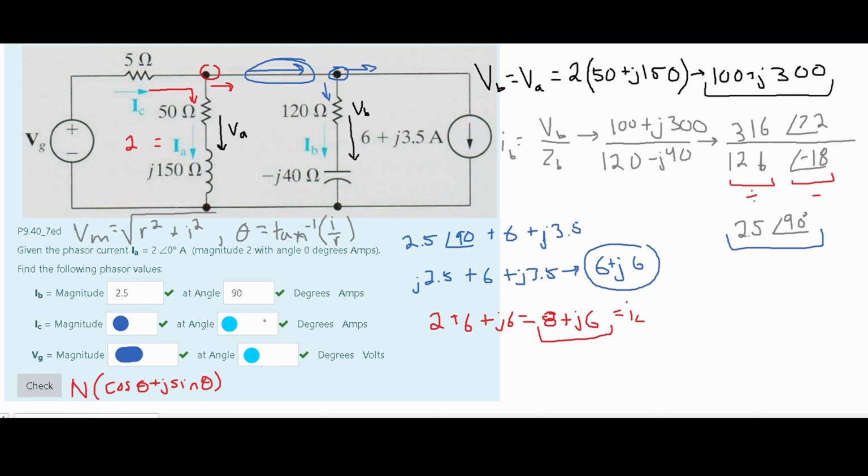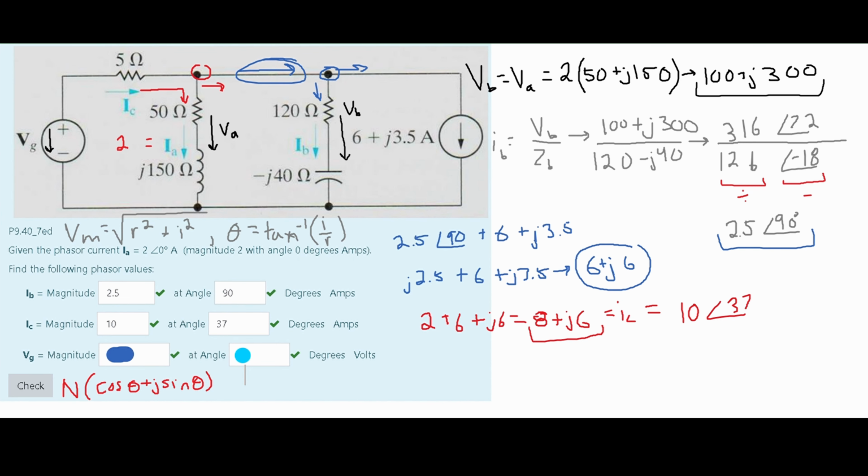Now our answer wants it in polar form, so we're going to then have to convert this. We are going to use these equations up here to do so. In doing this, we're going to get that our I of C is approximately a 10 magnitude with an angle of 37 degrees. And if I reveal the answers for I of C, we can see that is exactly what we needed.